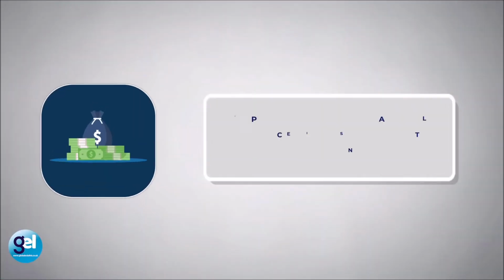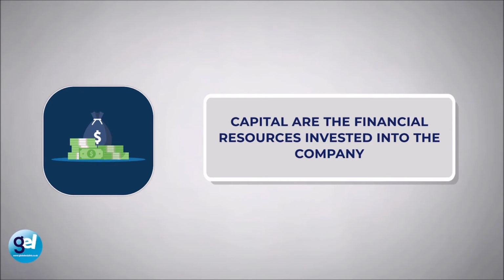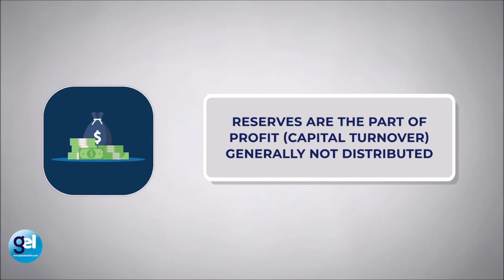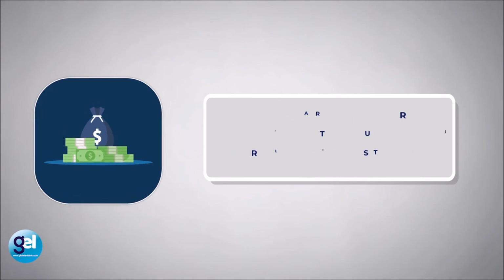What capital and reserves are? Capital, in simple terms, are the funds that are brought into the business by the owners and or shareholders. Reserves are usually a part of profits generated by the company, business, that is not paid to the owners or shareholders, but is kept in the company for future needs.